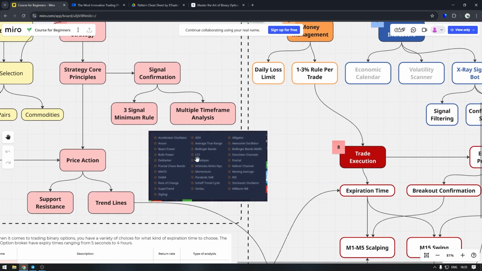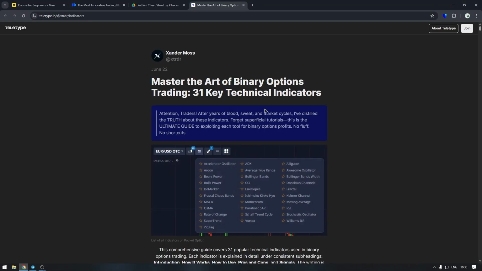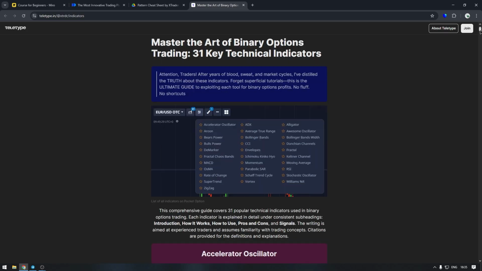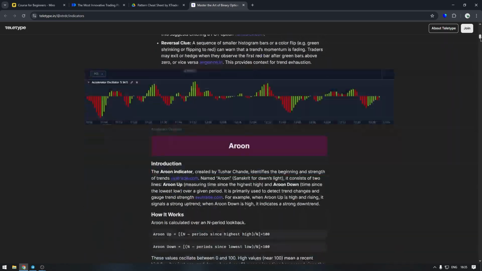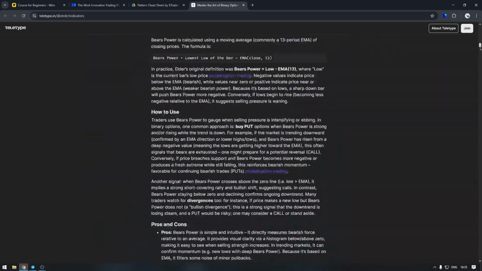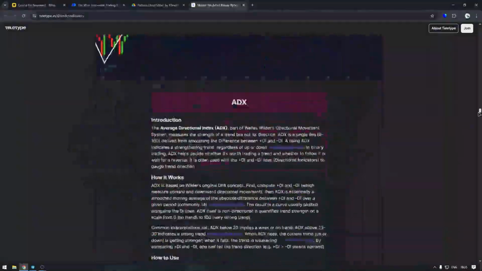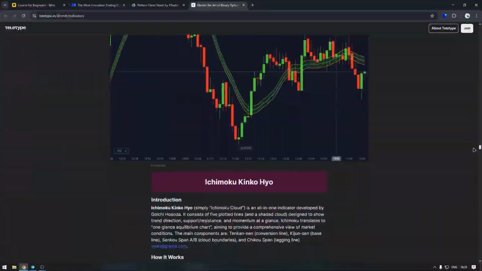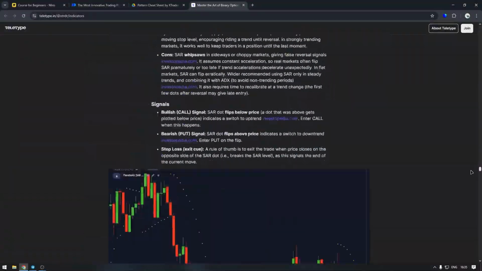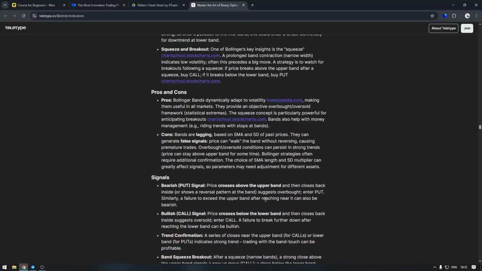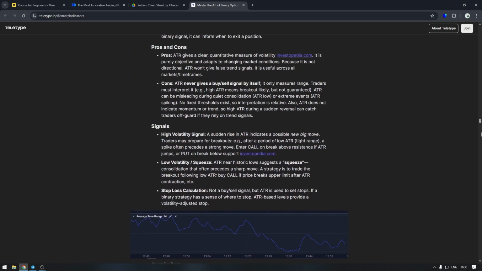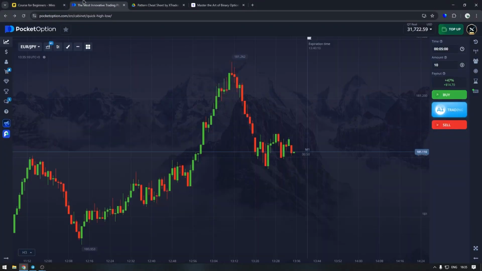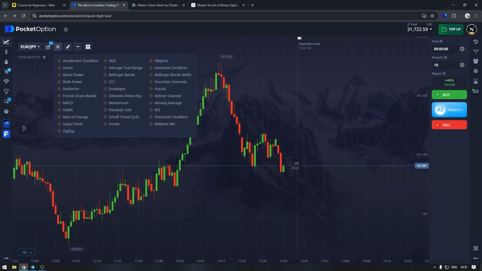We already talked about these indicators, and in this article I wrote everything about this indicator, how it works, how it is used. So every indicator you can open and read about it, every one of the indicators in Pocket Option.